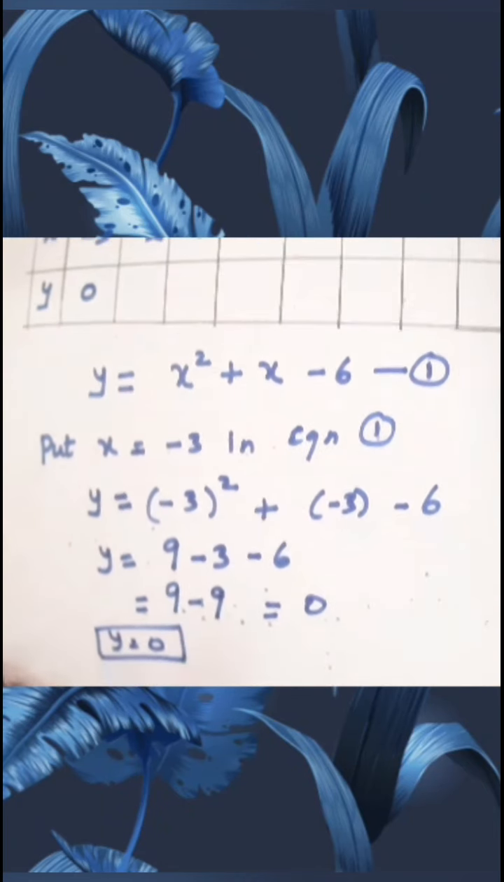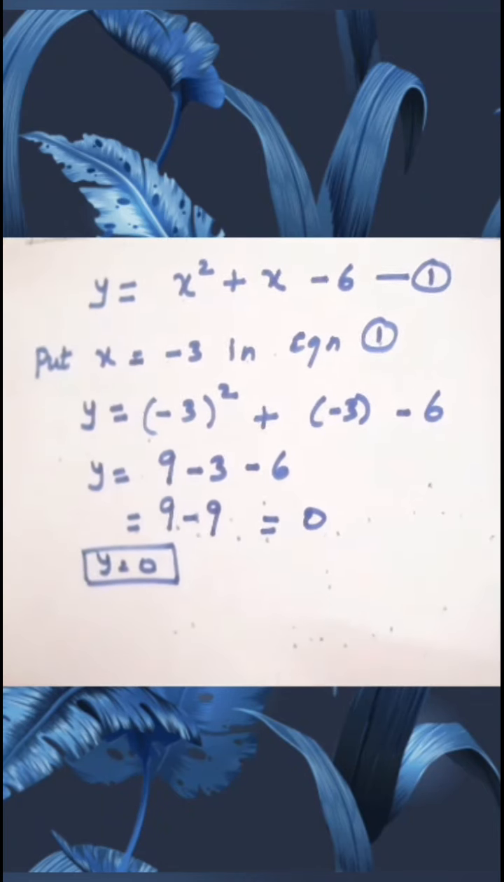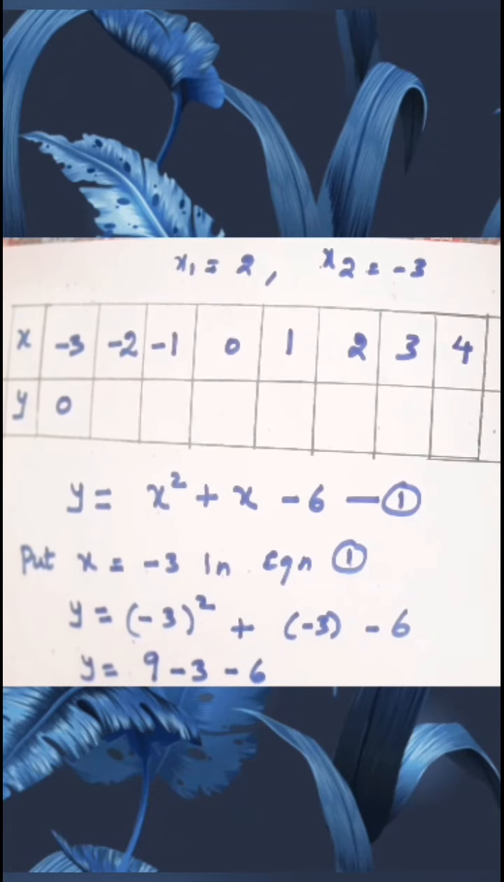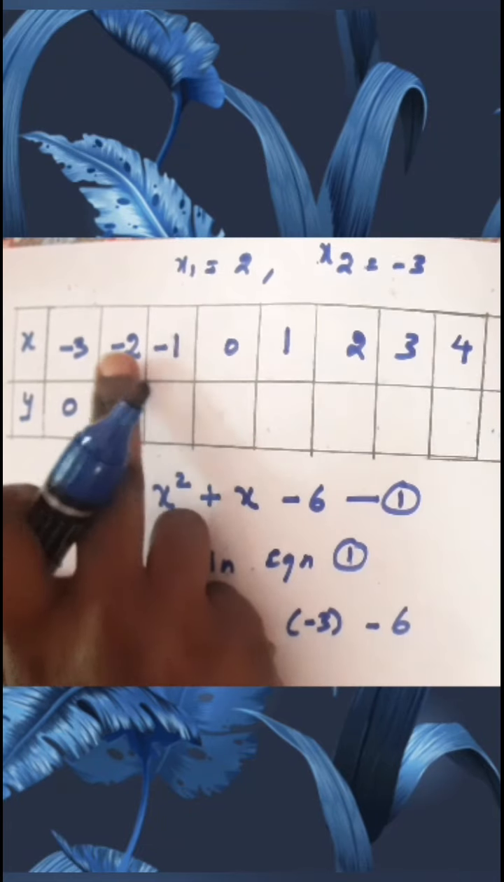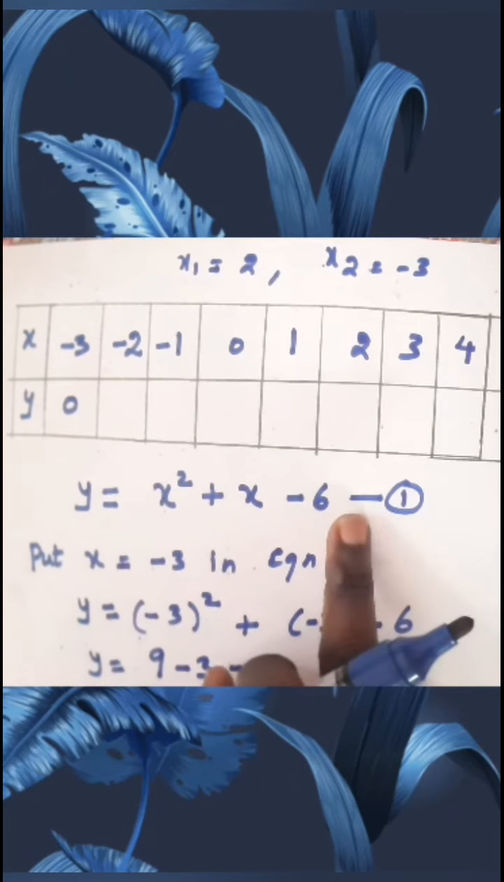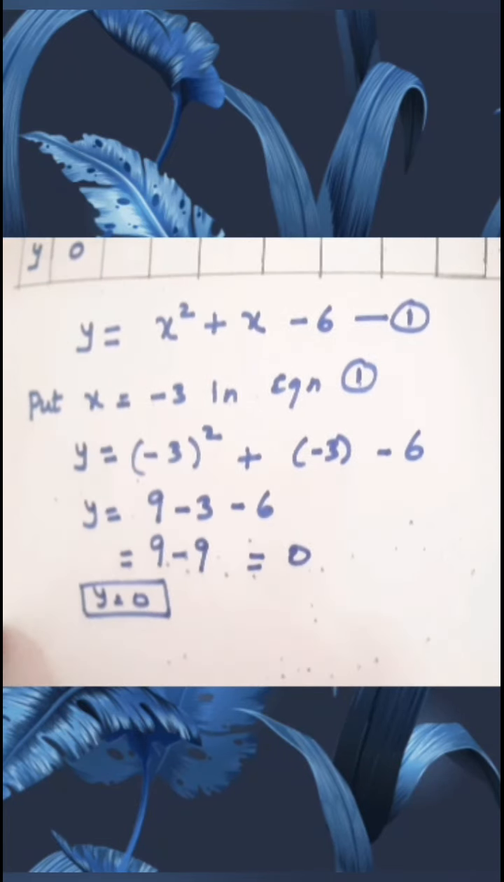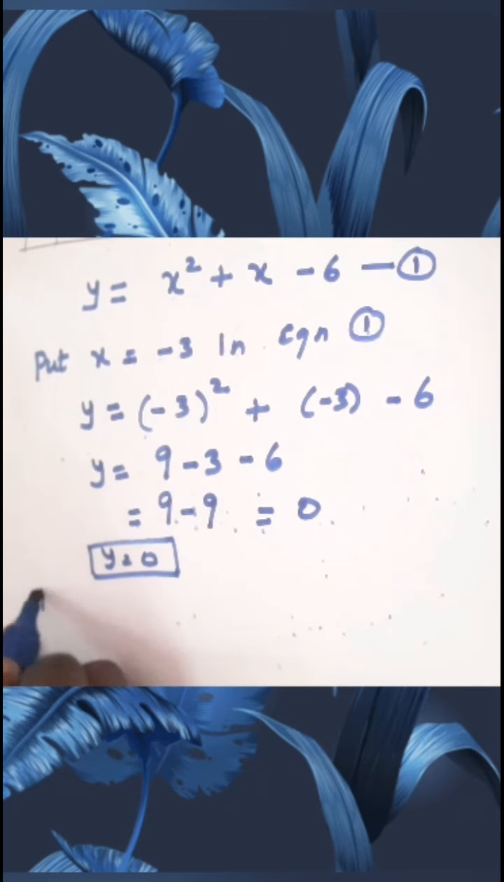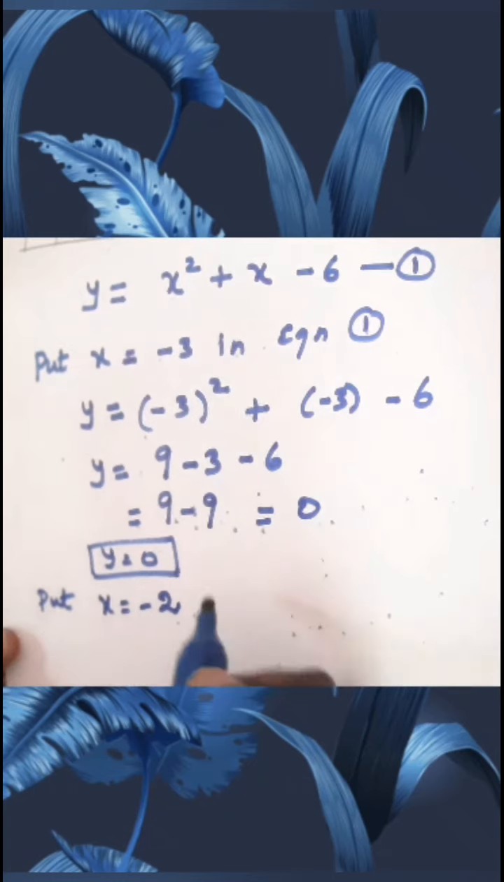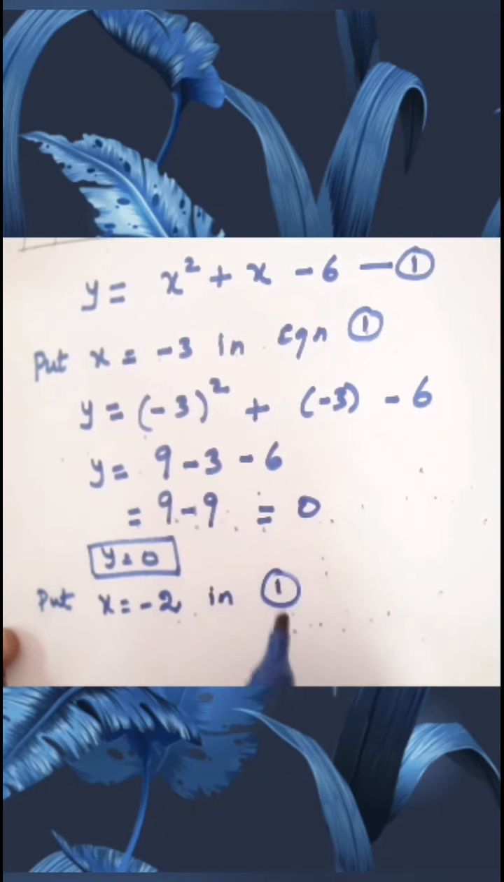Okay, students. Next, what am I going to do? What point am I going to substitute? What value? Minus 2. I'm going to put x is minus 2 in this equation 1 to get the y value. So how am I going to do it? Put x is equal to negative 2 in equation 1. Okay. This is your equation 1.